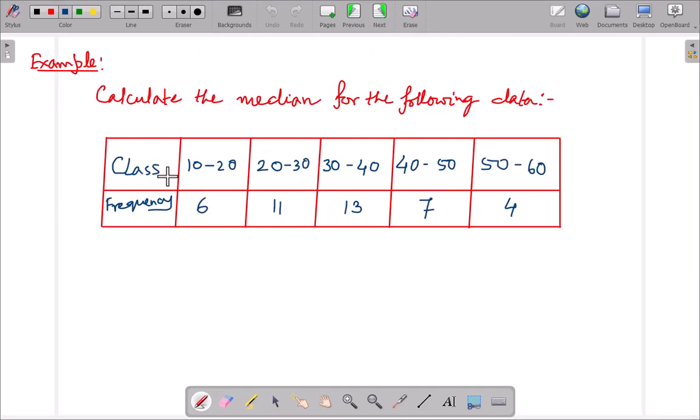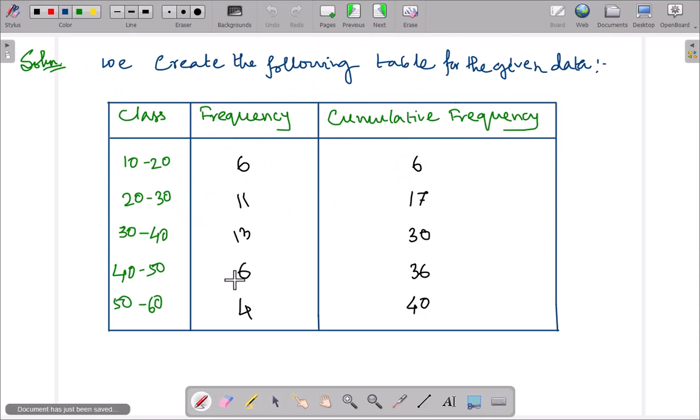In this example, class interval and frequency are given. Now we create this table. Here class interval and frequency are given and we find cumulative frequency. In the first position, that is 6, and then we add 6 and 11, we get 17. After that we add 17 and 13, we get 30. Then we add 30 and 6, that is 36, and finally we add 36 plus 4, that is 40.